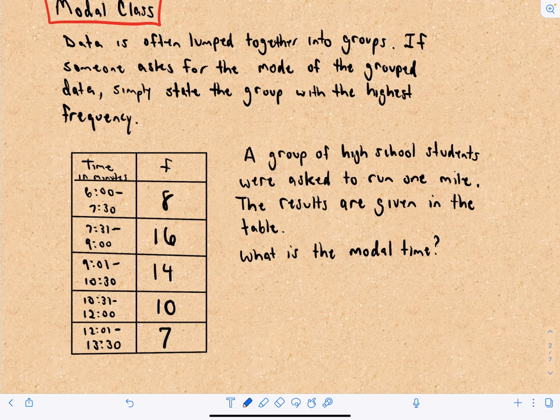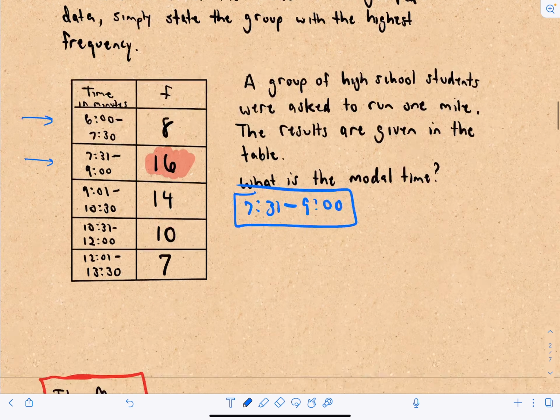Suppose we've got a group of high school students who are asked to run 1 mile, and we've got the results in the given table. It looks like there were a total of 8 people that ran a mile in between 6 minutes up to 7 minutes and 30 seconds. There were 16 people that ran a mile in 7 minutes and 31 seconds up to 9 minutes, etc. The highest frequency is 16. So the modal class, or the modal time in this case, will be the time from 7:31 up to 9 minutes. Again, just look for the highest frequency.